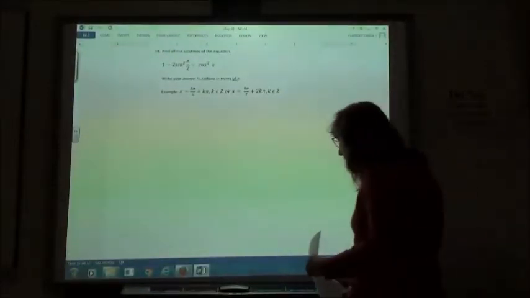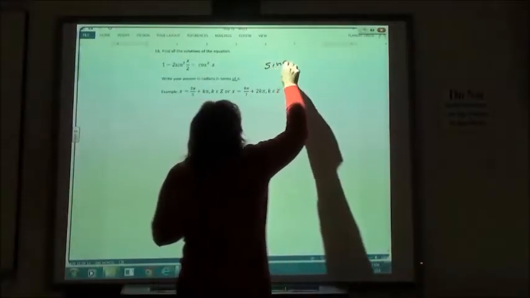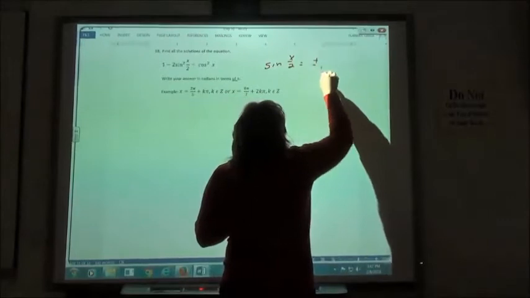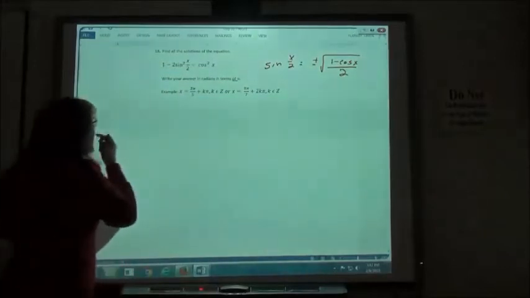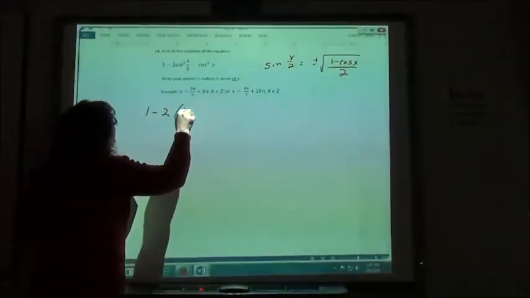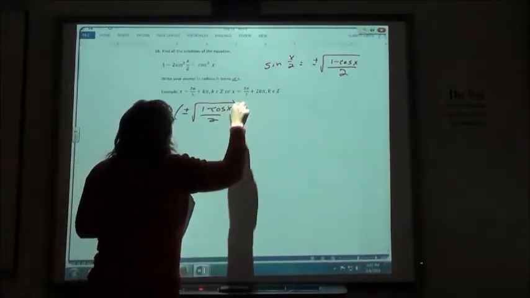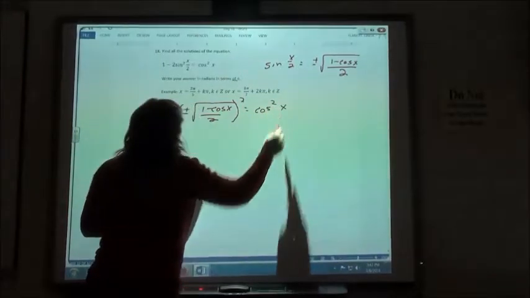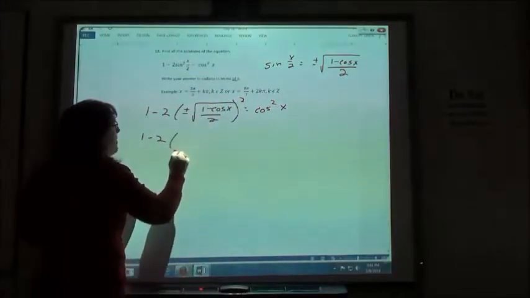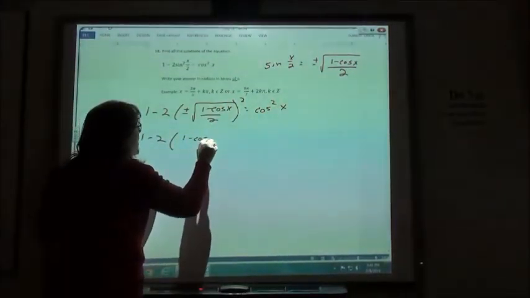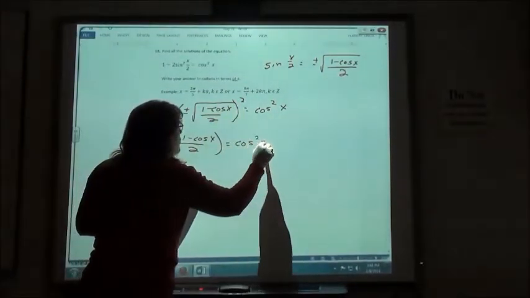Okay, so number 18, again we're using the half angle formula for sine of x over 2. Sine of x over 2 is plus or minus the square root of 1 minus the cosine of x over 2. So 1 minus 2 times plus or minus the square root of 1 minus the cosine of x over 2 squared equals cosine squared of x. So in this case, 1 minus 2, squaring the square root would make that positive, so I just get the 1 minus the cosine of x over 2, because the square root would cancel out, equals cosine squared of x.